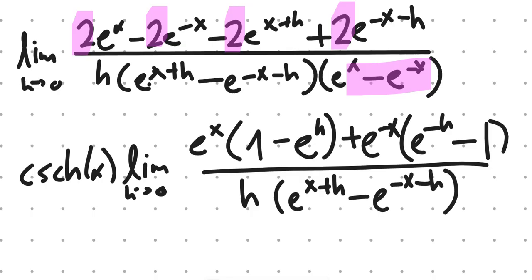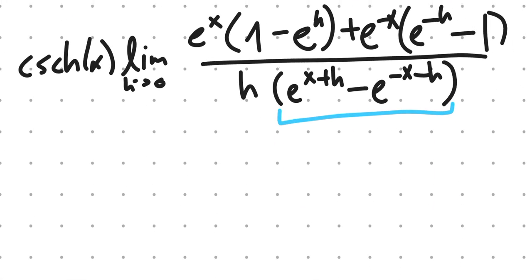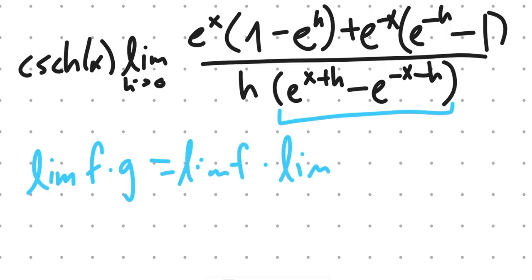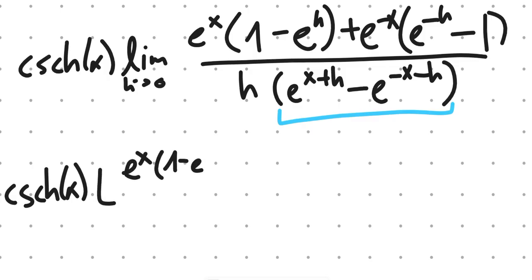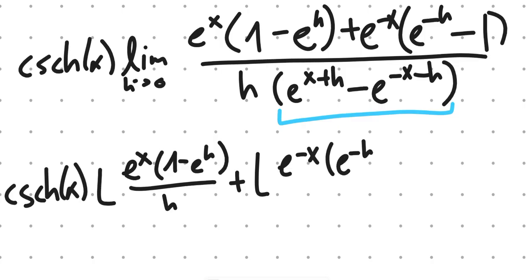And the whole thing is divided by h times e to the x plus h minus e to the negative x minus h. Now if you look at this, we can let this part of the denominator be a single limit, since by the limit properties the limit of f times g is the limit of f times the limit of g. So we can split the limit into two. We have cosecant hyperbolic of x times the limit as h approaches 0 of e to the x times 1 minus e to the h over h, plus another limit as h approaches 0 of e to the negative x times e to the negative h minus 1 over h.